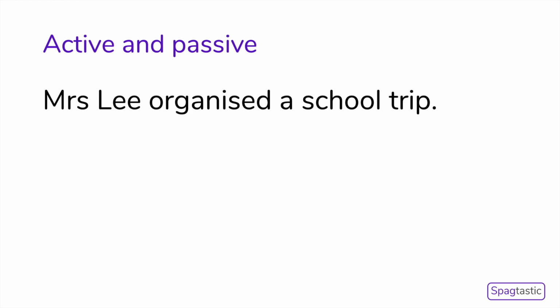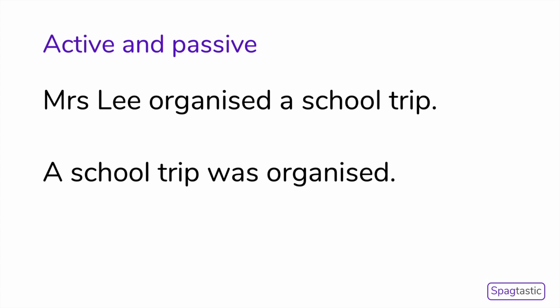Here is another example. In the sentence, Mrs. Lee organised a school trip, this is an active sentence because the subject of the sentence is Mrs. Lee, and it is Mrs. Lee who is performing the action or verb. She organised the trip. If the sentence is changed to a school trip was organised, we don't know who did the action. In this case, we aren't told who organised the trip, so this is now a passive sentence.